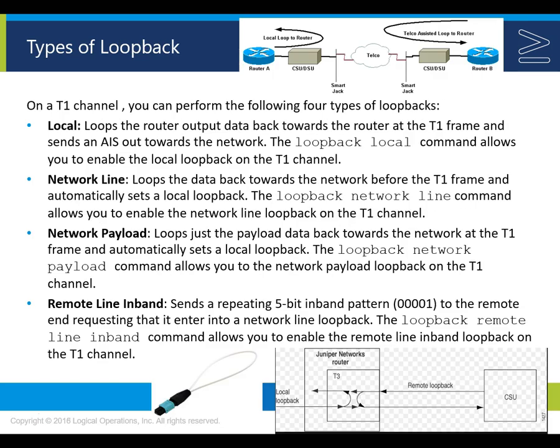Types of loopbacks, and these are the troubleshooting ones. We have the local loopback, which just checks the NIC itself, and these are all on T1 channels. T1, I said NIC. Loopback for the T1 channel. The network line loops the data back towards the network before the T1 frame. The payload loops a payload back, and these are just different degrees of checking the connectivity on a network.